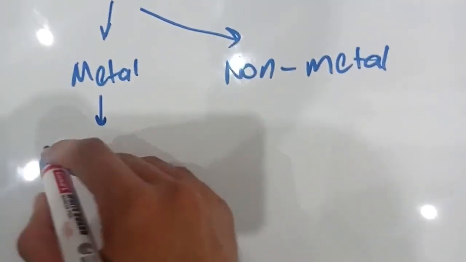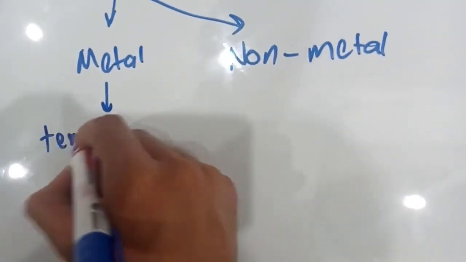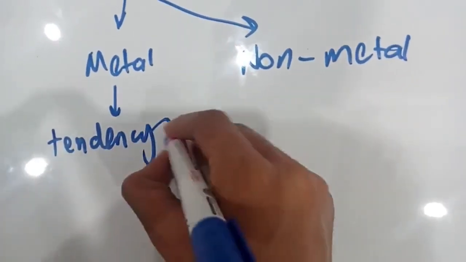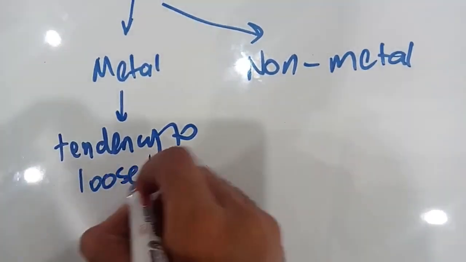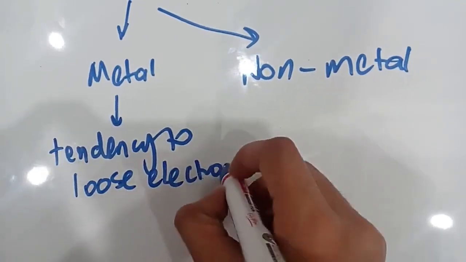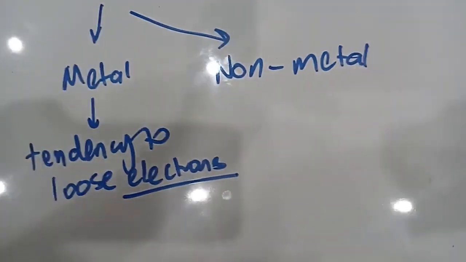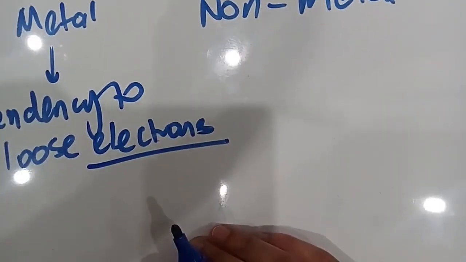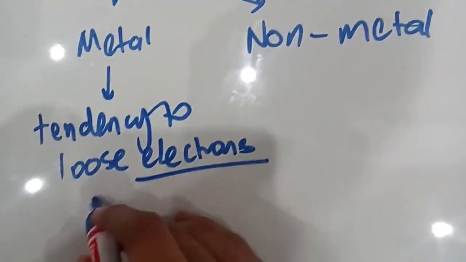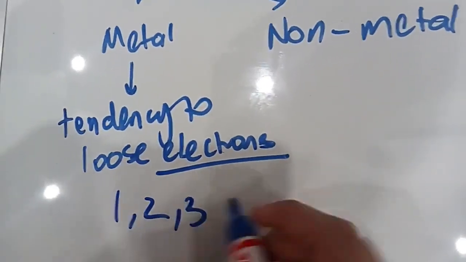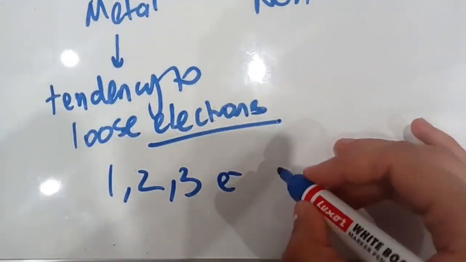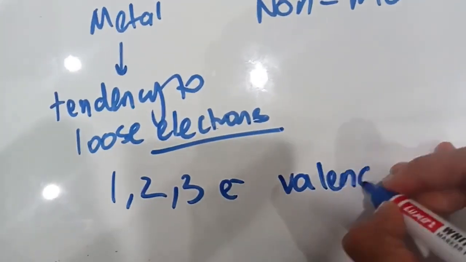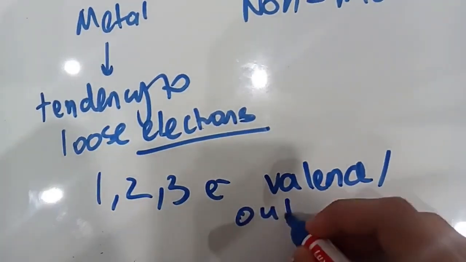Metals have a tendency to lose electrons. And how many electrons do they have in their outer shell? They have 1, 2, or 3 electrons in their valence / outer shell. These two mean the same thing.